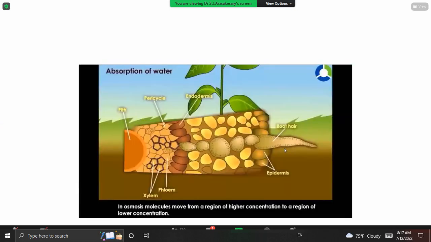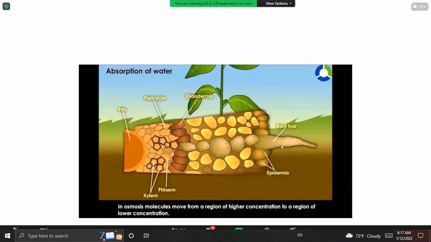Then this is cortex, epidermis, and then this is endodermis. This is pericycle cells. Here phloem. This is xylem. This is pit, already dead cells. So water has to come from here through the pore process and reach the xylem. That's how it goes to other parts.